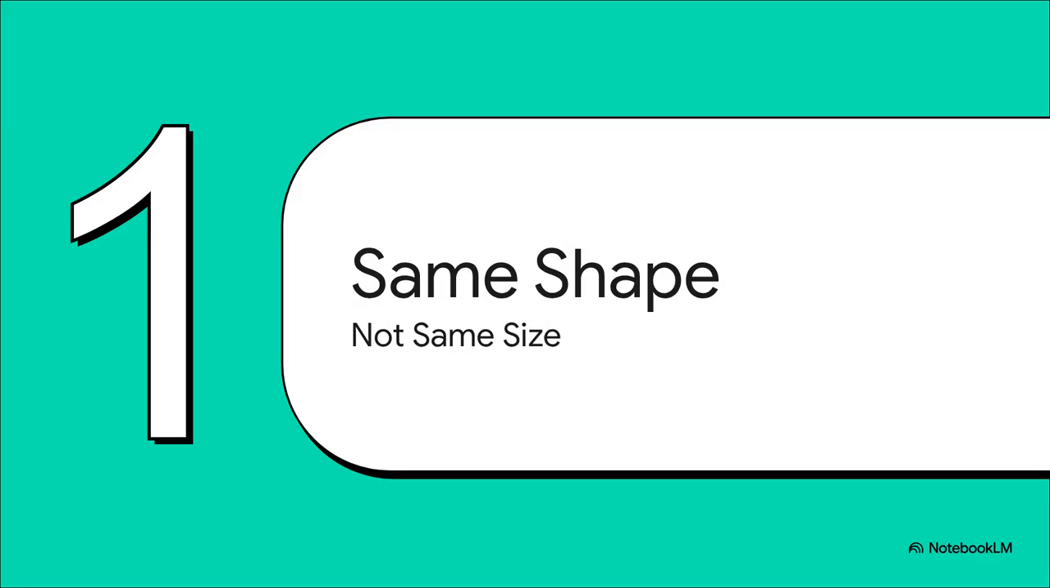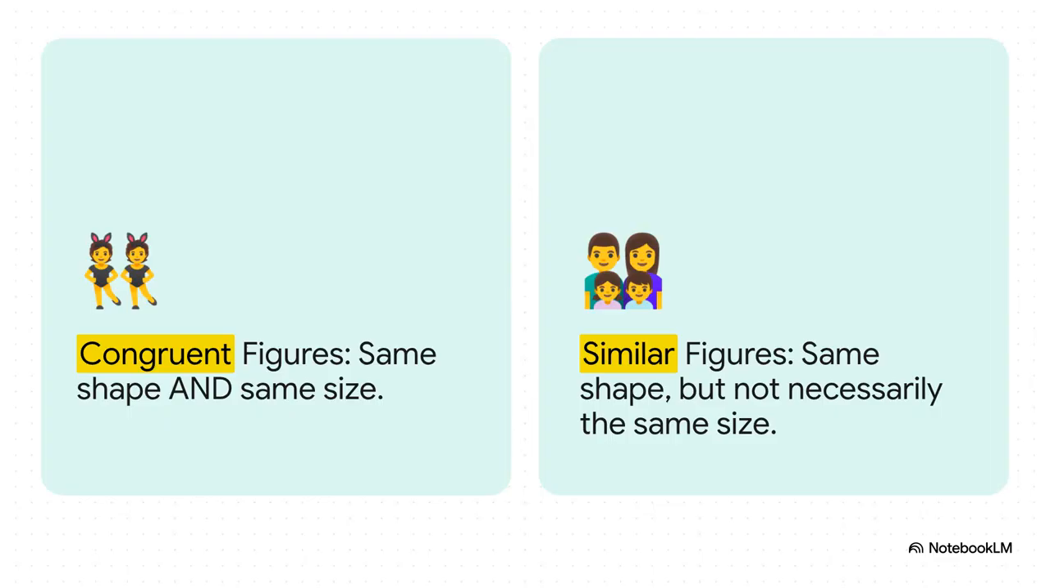Okay, first things first, let's get this perfectly clear. When we talk about something being similar in maths, it really just means one thing. They have the same shape, but not necessarily the same size. Now, you might remember congruent figures from class 9, right? They were like identical twins, absolutely the same shape and the same size. Well, similar figures are more like a family photo. Everyone has the same family features, the same basic shape, but they're all different sizes.